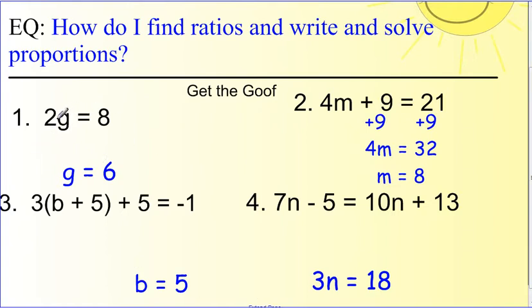Number one is a one-step equation. If we solve this, this is a multiply, so we divide by 2, divide by 2, these cancel, and we get g equals 8 divided by 2 is 4.